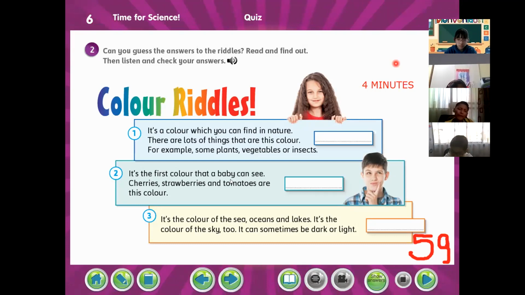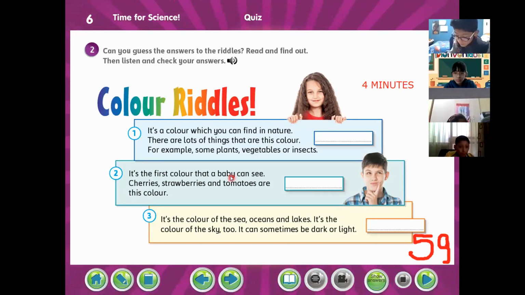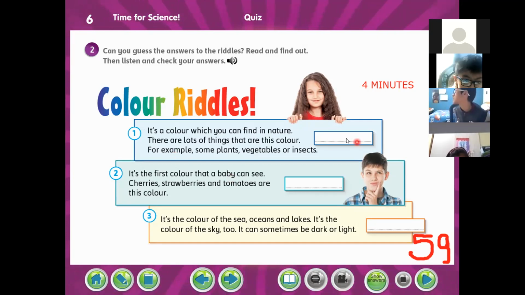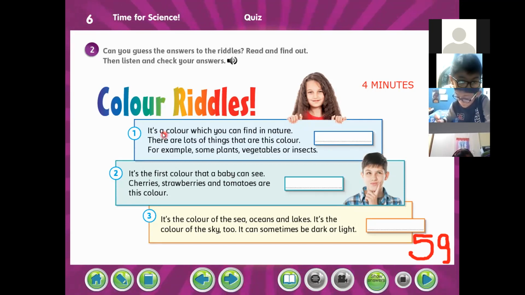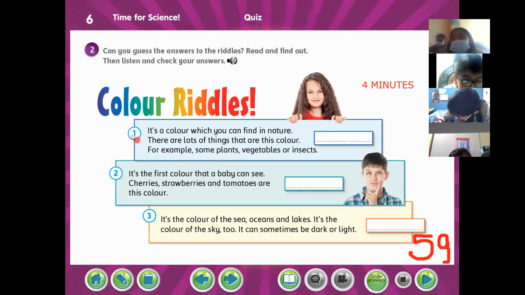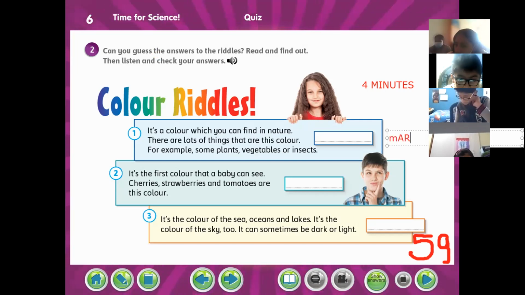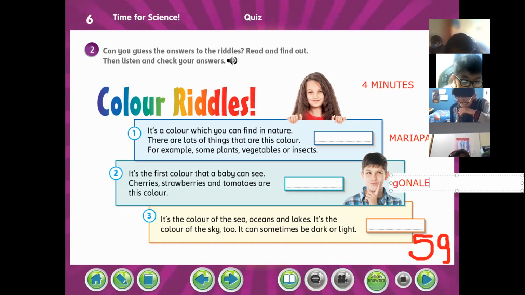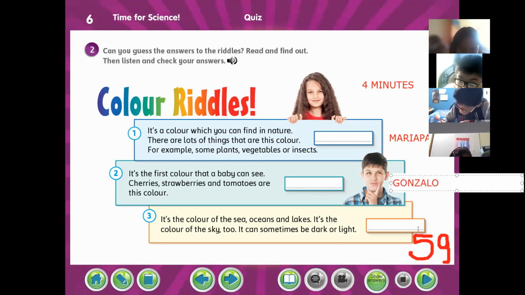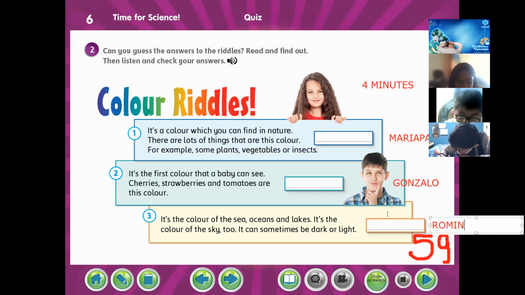Now, I need 6 volunteers, okay? Raise your hand. You are going to read the riddle, and then you tell me the answer. Yes, Maria Paz? I finished before all my friends. Yeah. 1 volunteer more, please. Raise your hand. I have 5. 1 more. 6 volunteers. I need 6. Please, Maria Paz, read the number 1. Okay, teacher. The riddle? Yes, the riddle, and then the answer.